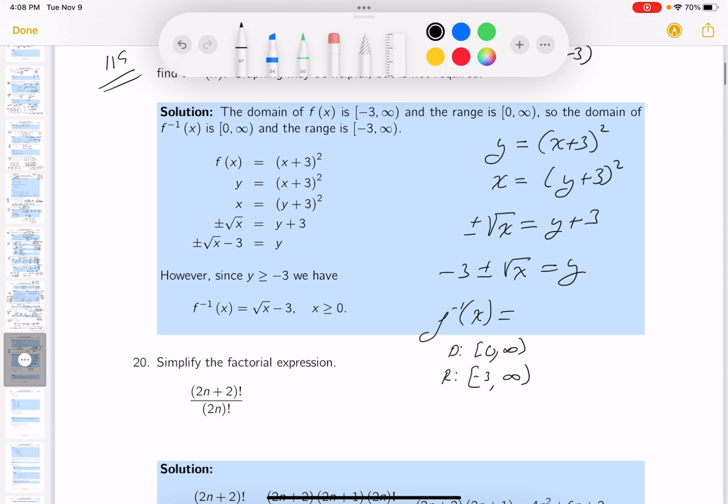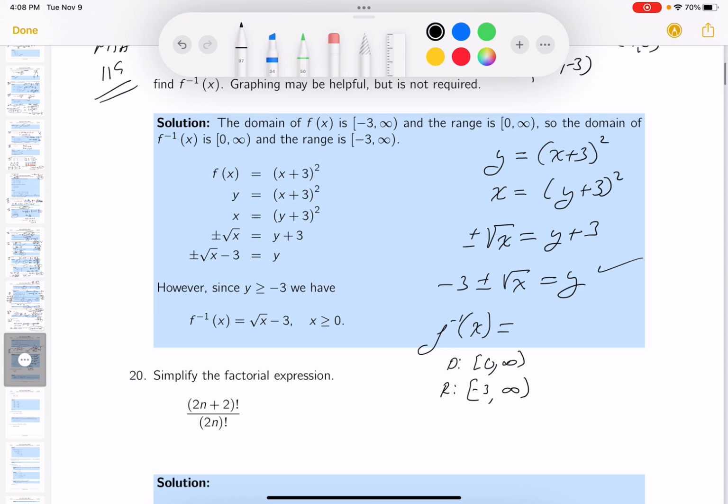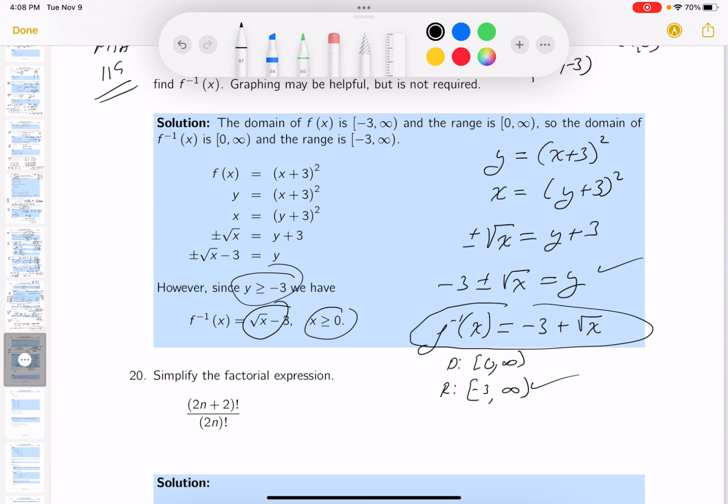Now, a lot of students question, is it important to know that? It certainly is. Because it's going to allow me to take this thing here and write the correct answer down. What's it going to be? Minus 3 plus root x. And why is that? It's got to be greater than or equal to minus 3. So this is the inverse. That's written right over here, and we got the domain down, and we have the range down as well, and it helped me with the problem.